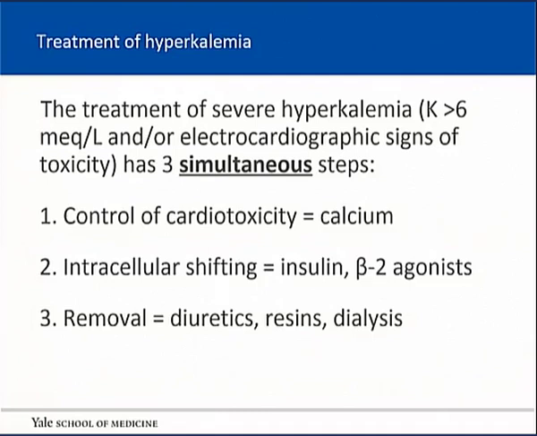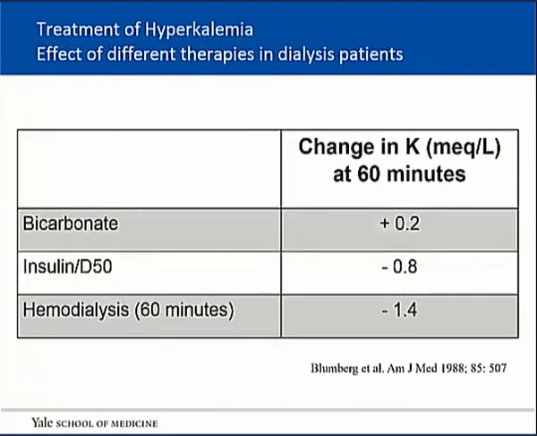But when the hyperkalemia is real, so let's say potassium is over 6 arbitrarily, calcium gluconate to stabilize the cardiac membranes, insulin and plus or minus beta-2 agonists. Usually you just need IV insulin to move it into cells while you buy yourself time to remove it, which can happen either with diuretics, resins, or dialysis.